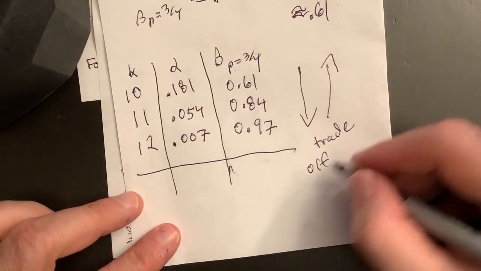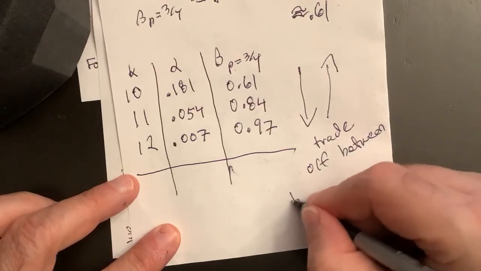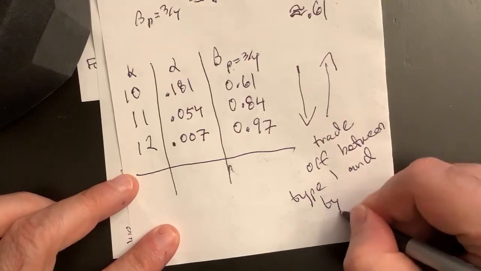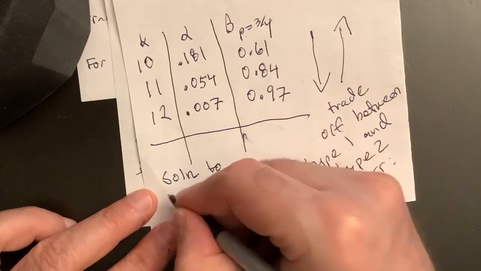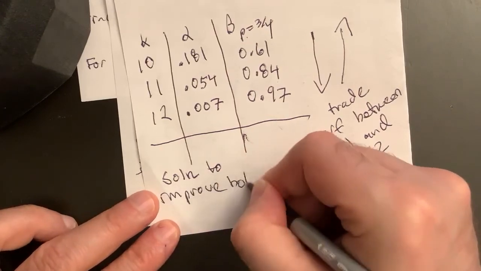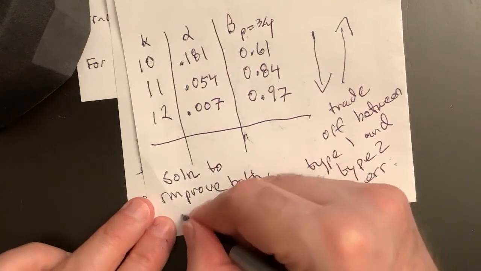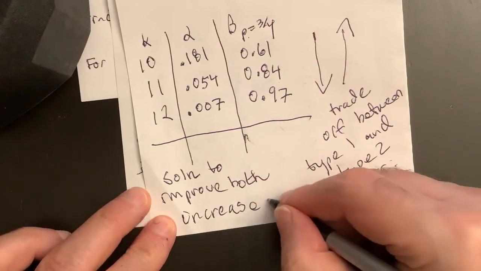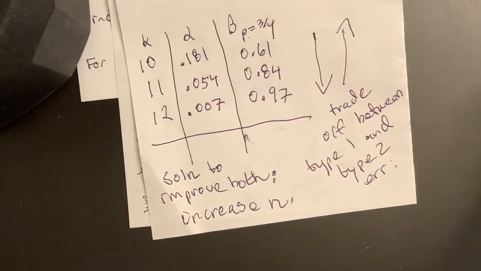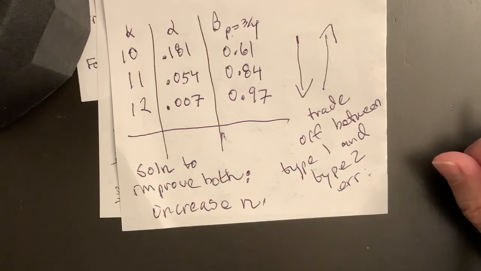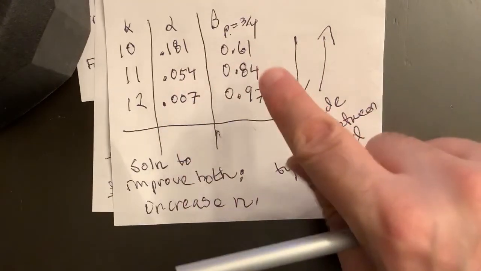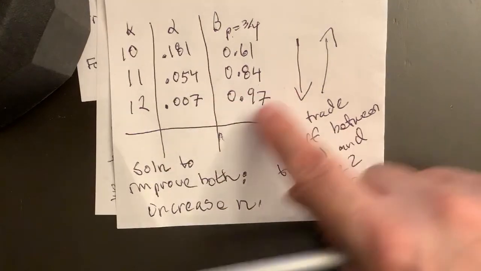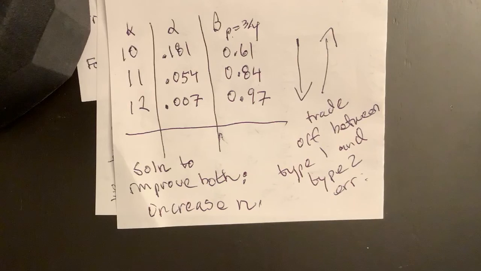So there's a trade-off in the two types of errors, between type 1 and type 2. The solution to improve both is what? Increase n. This comes at a cost though, right? Data costs. But this is the only thing you can really do. You're just squeezed by reality here, and you need more information to reduce error on both sides. You can always reduce error on one side at the expense of the other, and vice versa, but this is the solution.